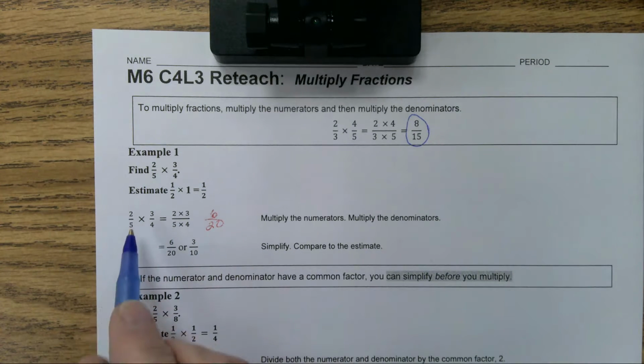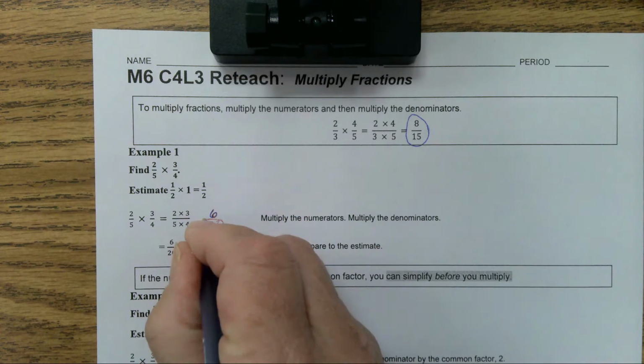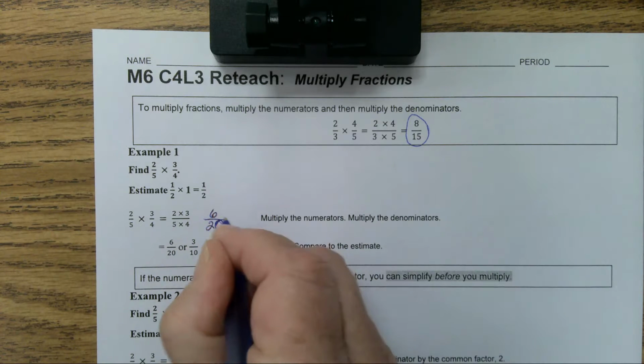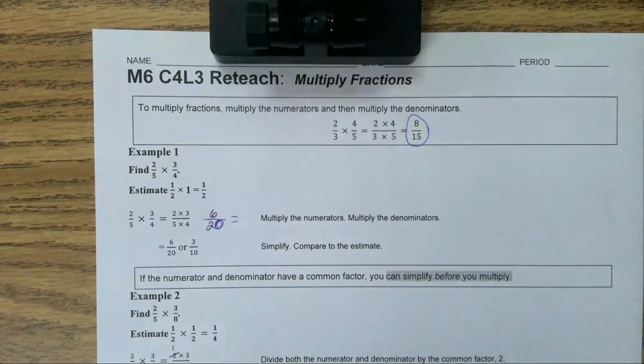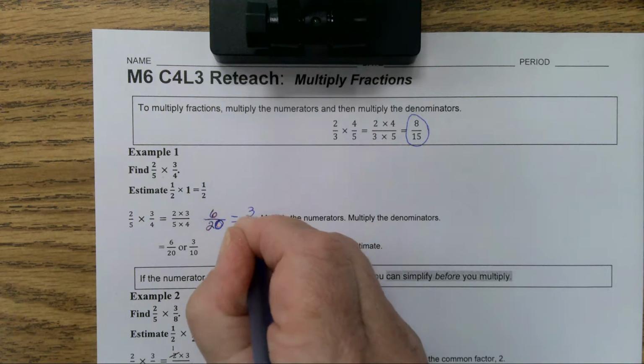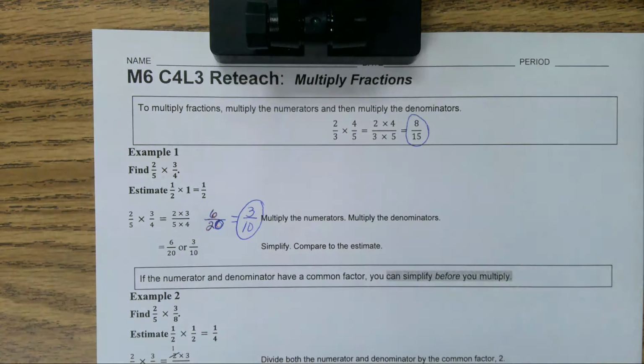So here, if you take 2 times 3, you get 6, and 5 times 4 is 20. Now, 6/20ths will simplify because 6 and 20 both have the factor of 2. 2 will divide 6 3 times, and 2 divides 20 10 times. Please write that down on your paper.